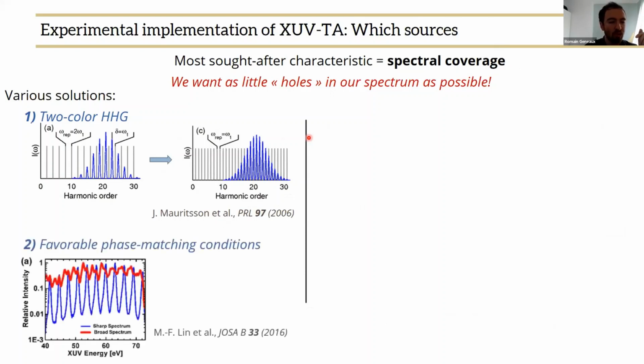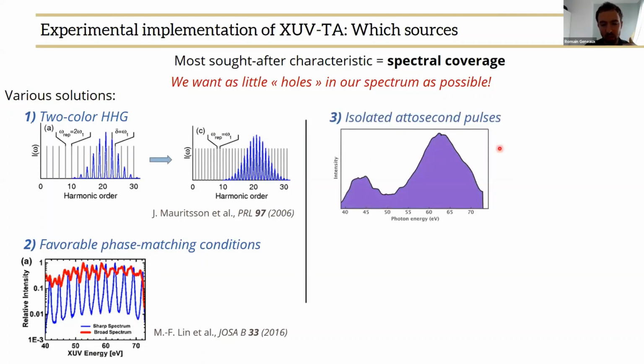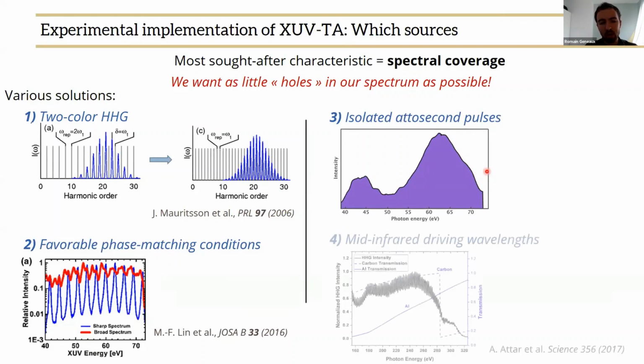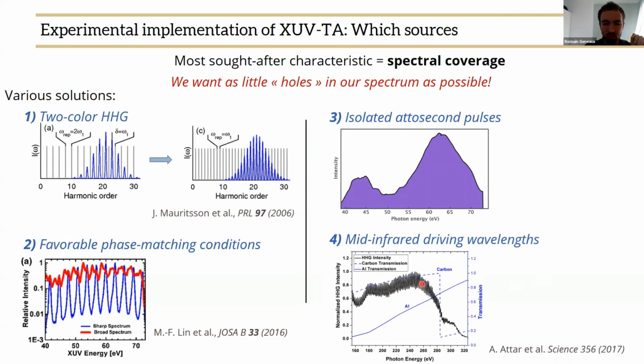You can also tweak the phase matching condition. In this paper, they were able to show that just by changing the phase matching, you go from the blue spectrum to the red spectrum, so you cover a lot more spectrum. You can also use, of course, isolated attosecond pulses. I've shown this already, and this is a bit more demanding, but you get a pretty nice and continuous spectrum. And you can also think about going to mid-infrared driving wavelengths, because then you get a very small spacing between your harmonics, and so you cover a lot of spectrum.